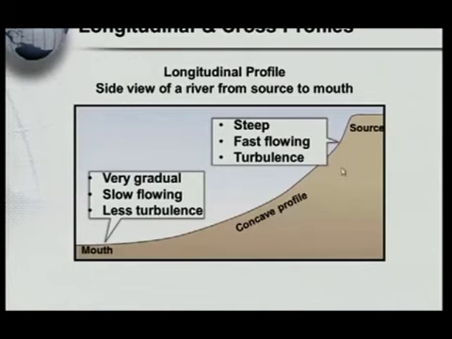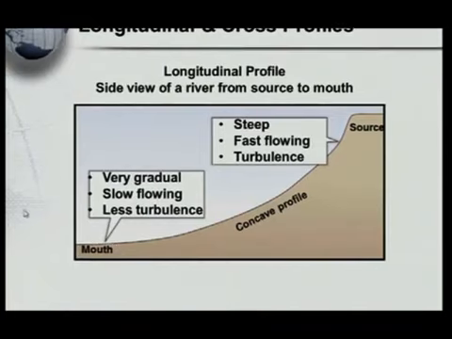Now, what's very important, there's the source, there's the mouth, and what did we say? A longitudinal profile runs from the source to the mouth, and because it's very high here, because it's very steep, here you're going to have your fast flowing, your turbulent flow. Can you remember our previous discussion of laminar and turbulent? Here you're going to have less turbulence. Here you're going to have more of your laminar type of flow. Why? Because it's very gradual and it's slow moving. So please remember, people, you must know your longitudinal and cross profiles.